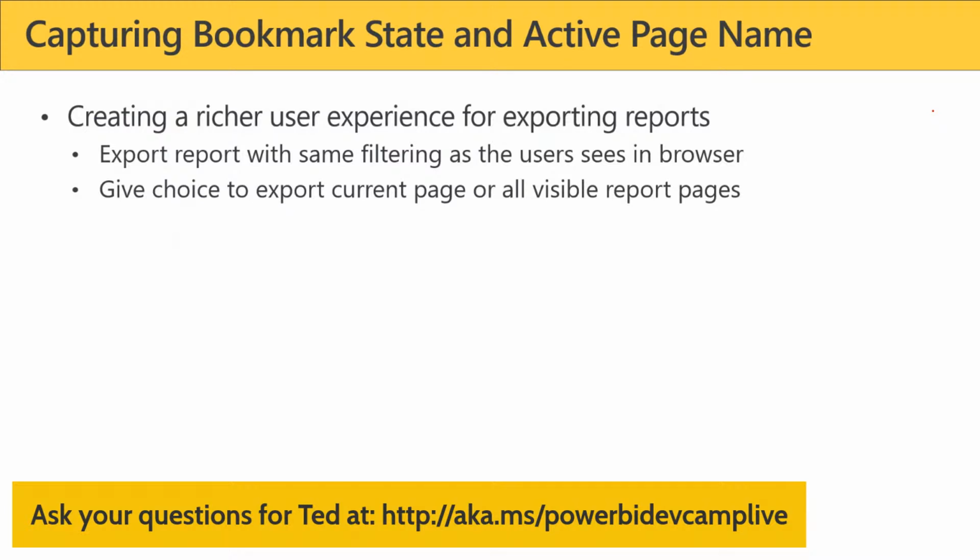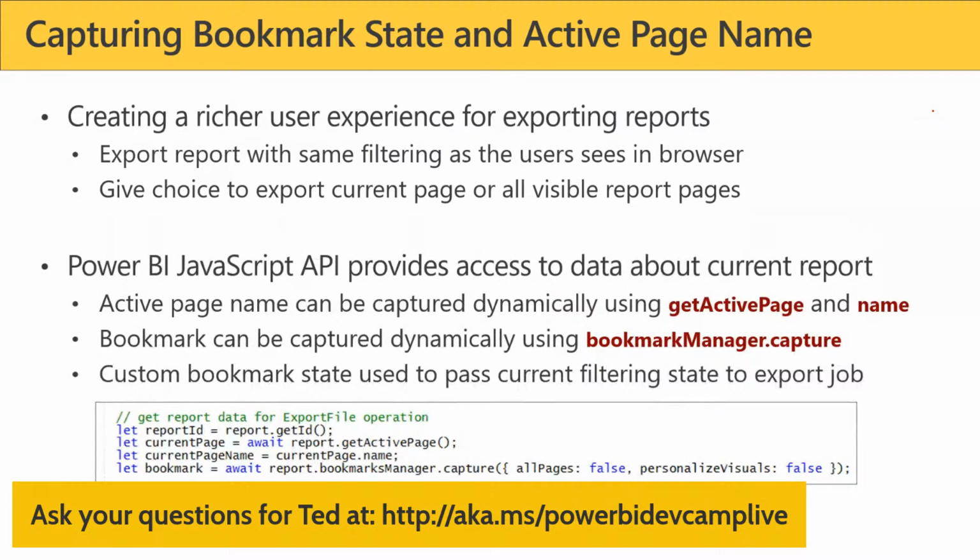If a user has set filtering or clicked slicers, that's what the user wants to export. There's this issue where the user sets a filter and you run an export command to export the report, but you don't keep the filtering. So we want to make sure that what we export is what the user sees. We also want to give the user a choice to export just the current page or all visible report pages.